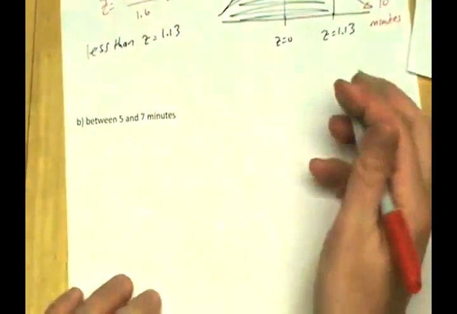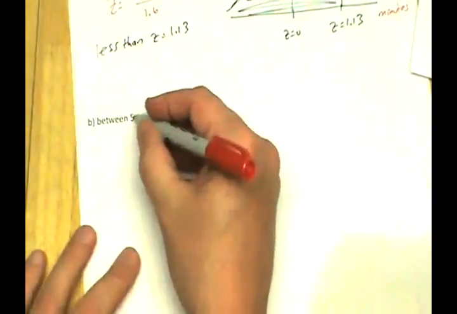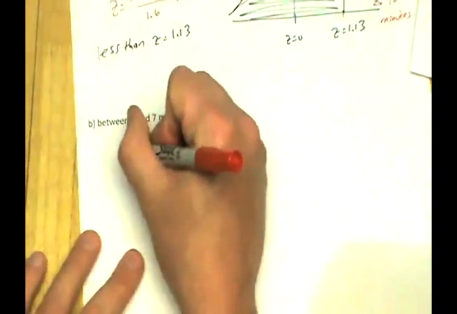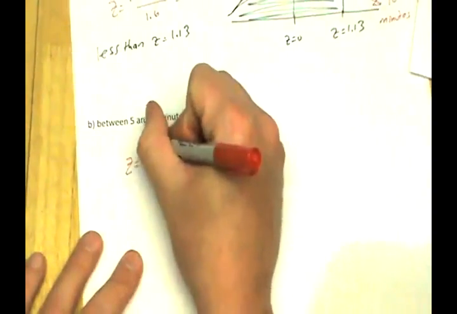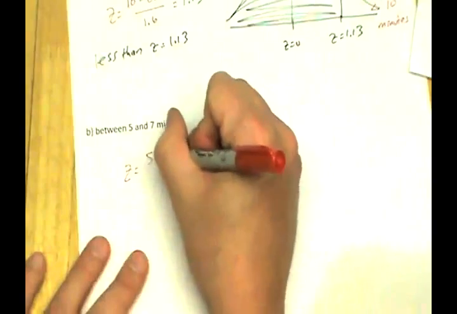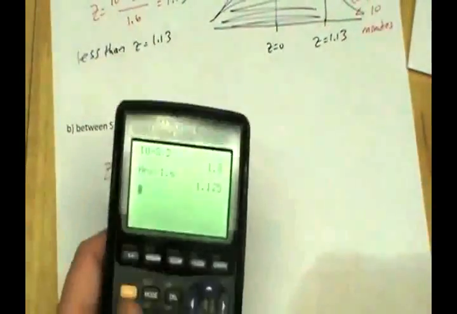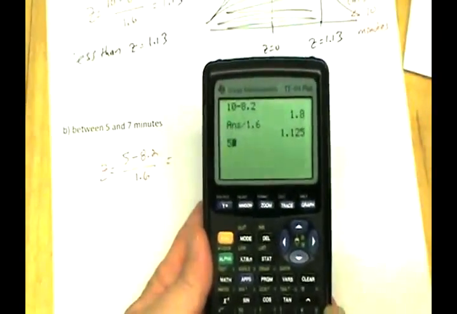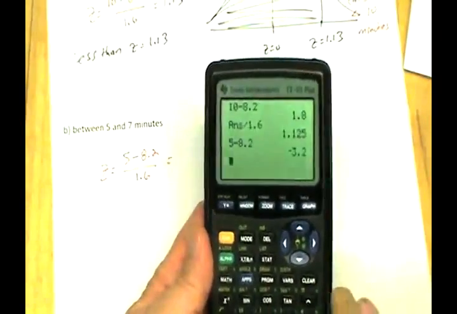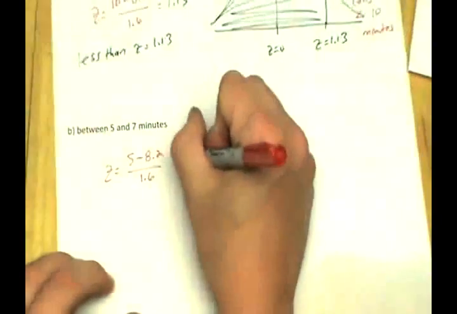Between 5 minutes and 7 minutes. So what percentage of the time do emergency calls lie in this range? So I've got to find z-scores separately for 5 and separately for 7. Data, 5, minus the mean, 8.2, divided by the standard deviation. So 5 minus 8.2 divided by 1.6. Negative 2, right on the nose.